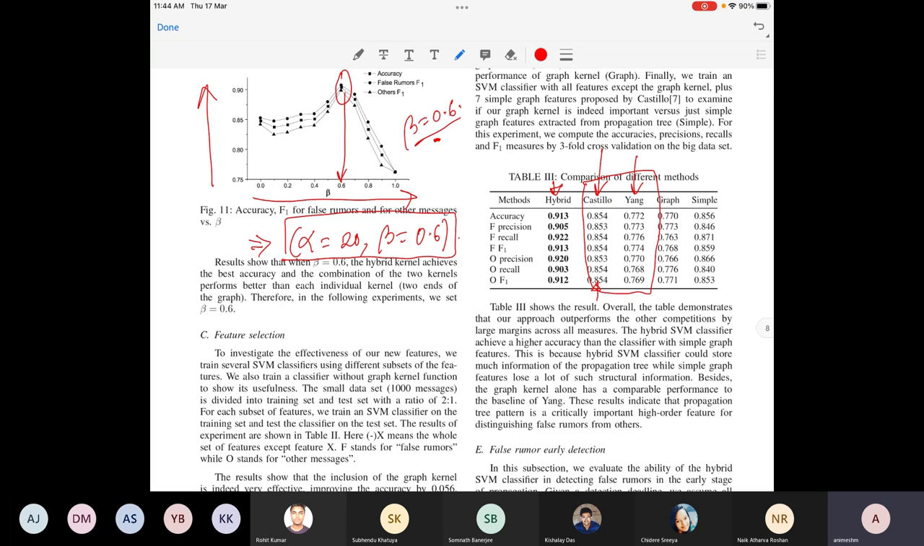They also looked at the performance by just using the graph kernel, that is, where beta is equal to 1. In such a scenario, the results using just the graph kernel are as good as the results reported in Young. In fact, in some cases they are slightly better. Some of the precision and recall values are better. Basically, F is the false part and O is the correct part. They show the classwise precision and recall as well as the classwise F1 score.